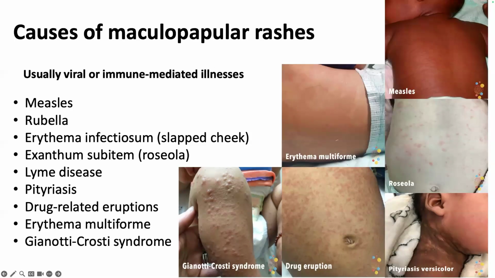So examples could be measles, rubella, erythema infectiosum. We would call that slapped cheek or parvovirus. It's where you get really, really red cheeks during the illness. Roseola, which you can see here. Lyme disease could give you a maculopapular rash. Pityriasis, which is a fungal rash you can see in the bottom corner here.